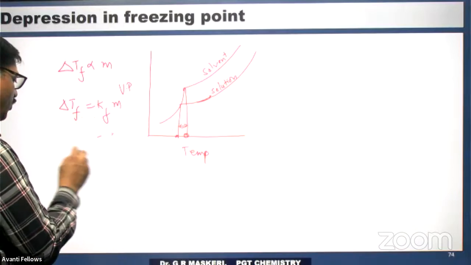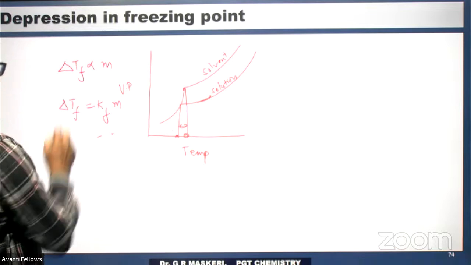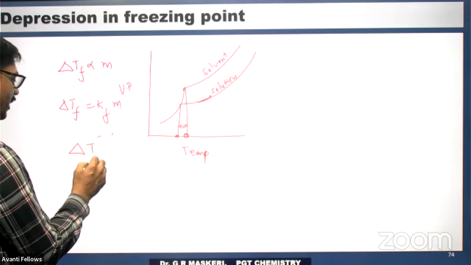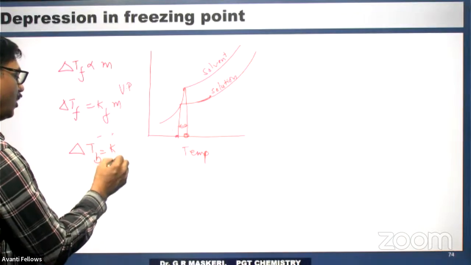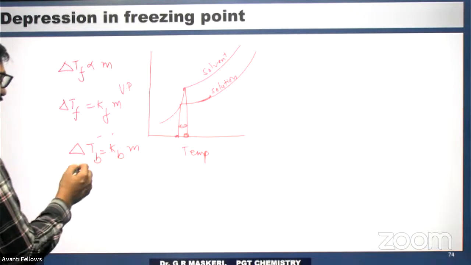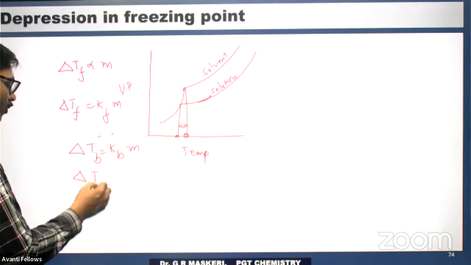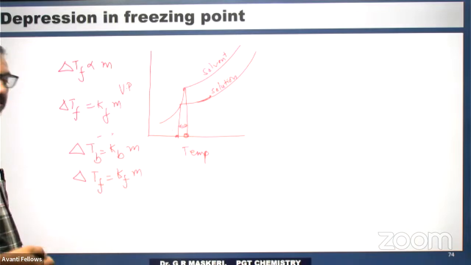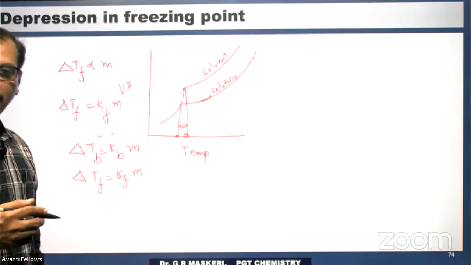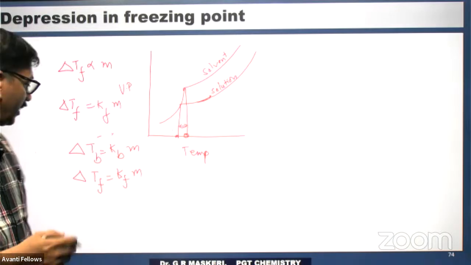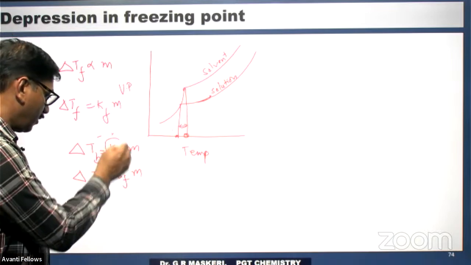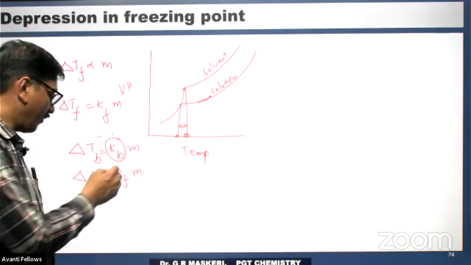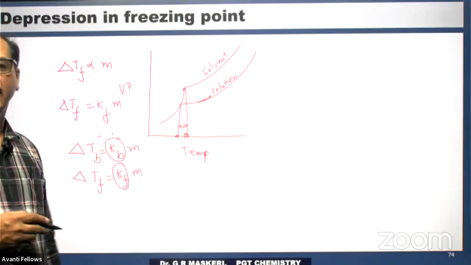Now, how to define KB and KF? I will tell you a simple method. Delta TB equals KB into molality, and similarly, delta TF equals KF into molality. So we will get questions like: define ebullioscopic constant or molal elevation constant, and define cryoscopic constant KF.